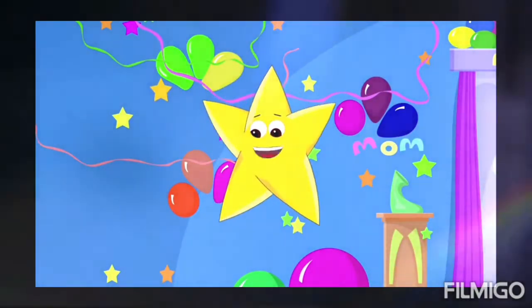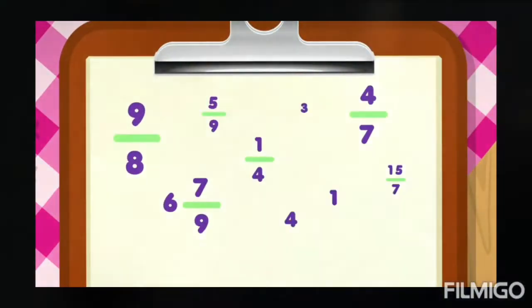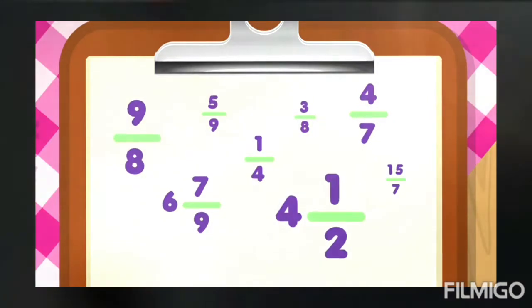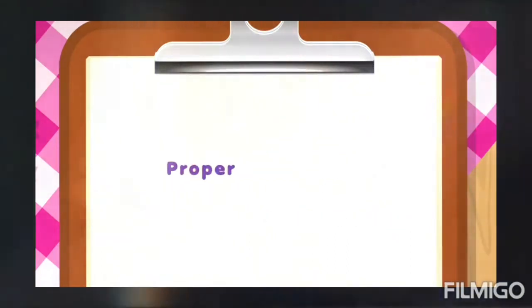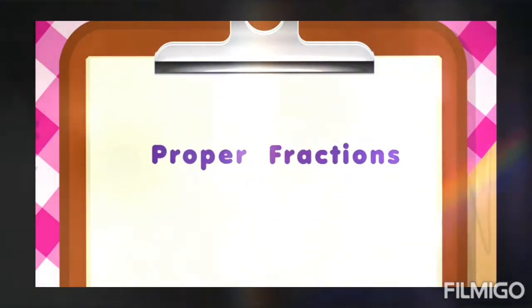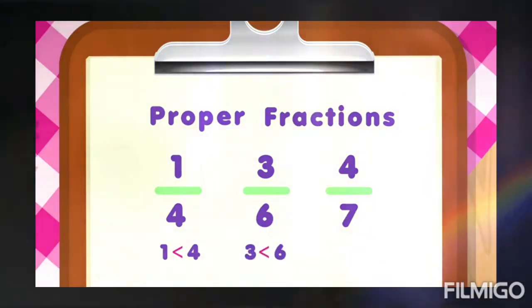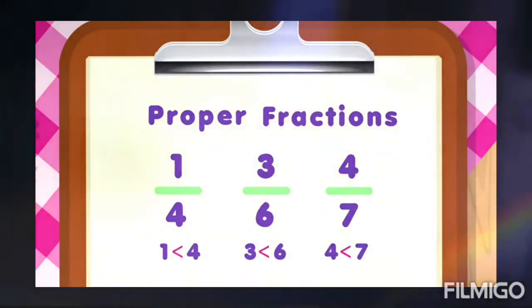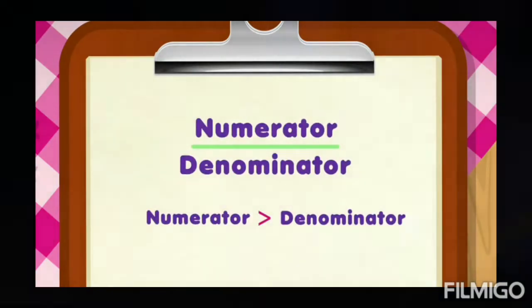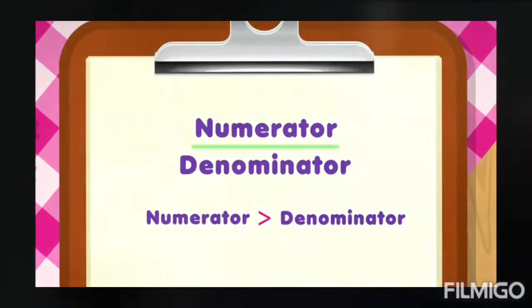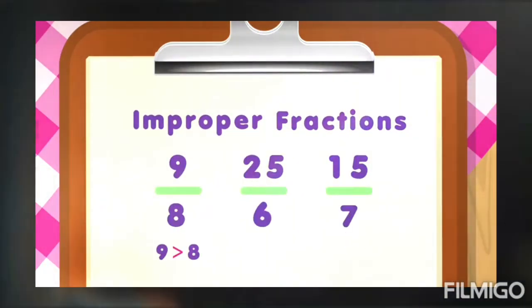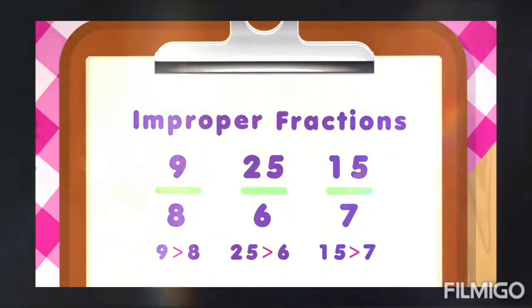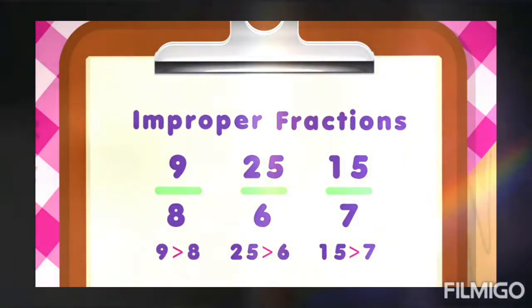Actually, there are several types of fractions. Let me explain it to you. Let us learn about these fractions. A fraction in which the numerator is less than the denominator is called a proper fraction. Examples: 1 upon 4, 3 upon 6, 4 upon 7 are proper fractions. A fraction in which the numerator is greater than the denominator is called an improper fraction. Examples: 9 upon 8, 25 upon 6, 15 upon 7 are improper fractions.